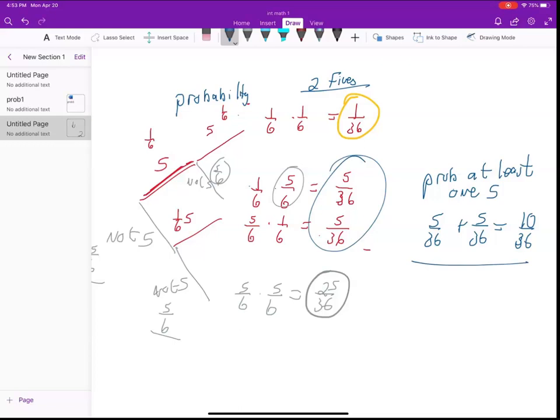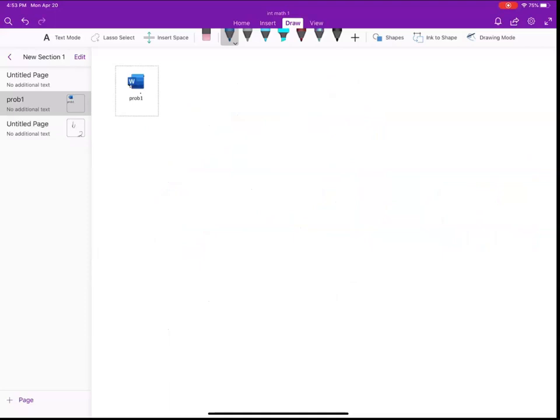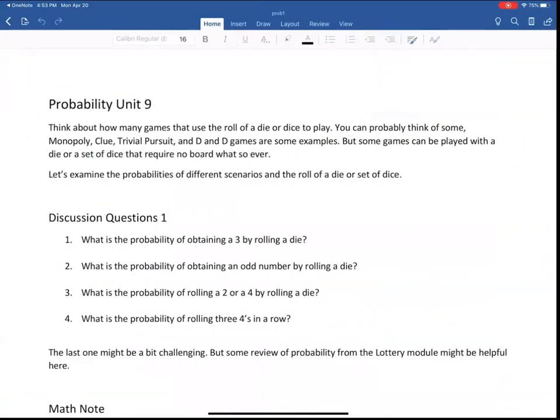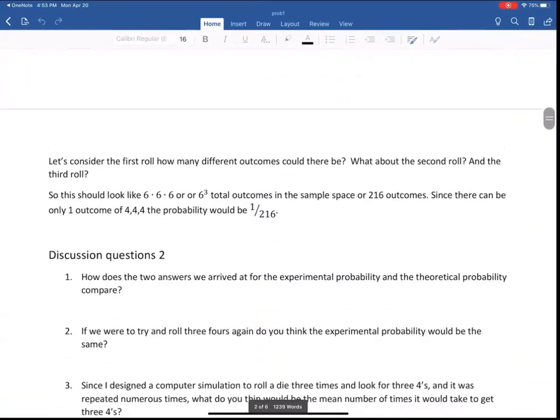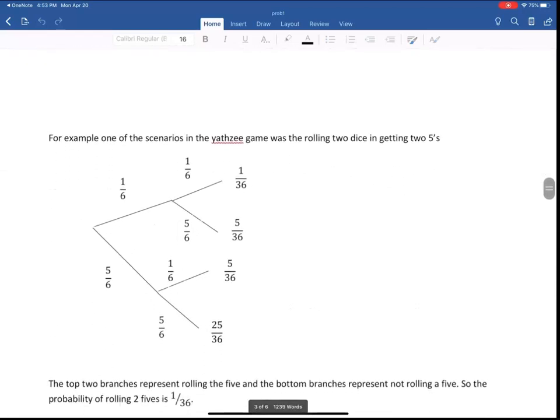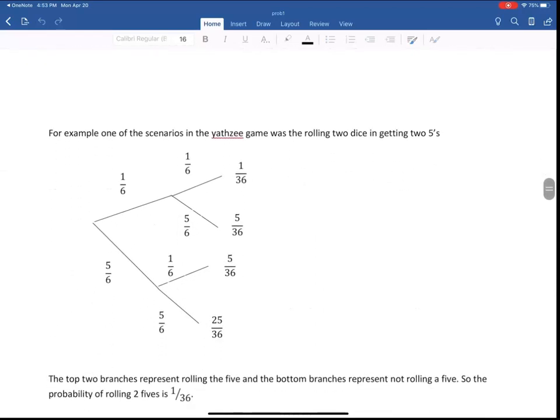And if we go back to this guy, all right, we'll go back here. Oops, I got to go home first. Open this up. We'll see that down here, it's kind of like what I did here, right? Getting 2 5s, 1/6 1/6, 1/6 5/6, 5/6 1/6. You can see that we got the same tree diagram sitting there. All right. Top 2 branches represent rolling the 5. Bottom branches represent not rolling the 5.